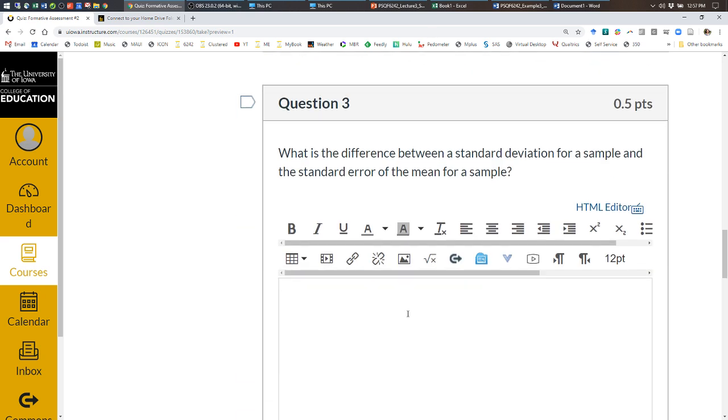What's the difference between a standard deviation for a sample and the standard error of the mean for a sample? This is a tricky one. Isn't the standard deviation only for one sample, but the standard error is how that sample compares to a bunch of the same sample? Exactly. So, well done. Say that again and louder. The standard deviation applies to just one sample, whereas the standard error of the mean is comparing one sample mean to other samples' sample means.